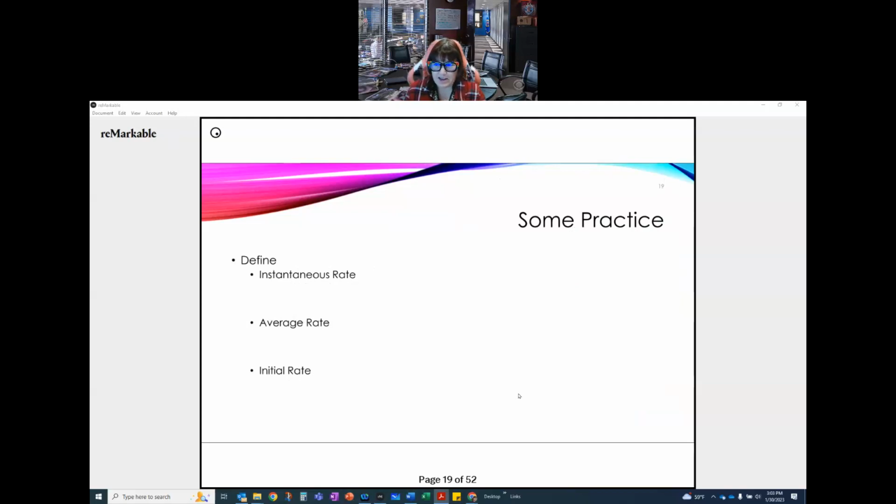Now, what's an instantaneous rate again? All right, well, instantaneous is the slope of the tangent to the curve at that time. And so we'll measure all different ones for different points. And the average rate is the change in concentration over the change in time. And this could be for any time period.